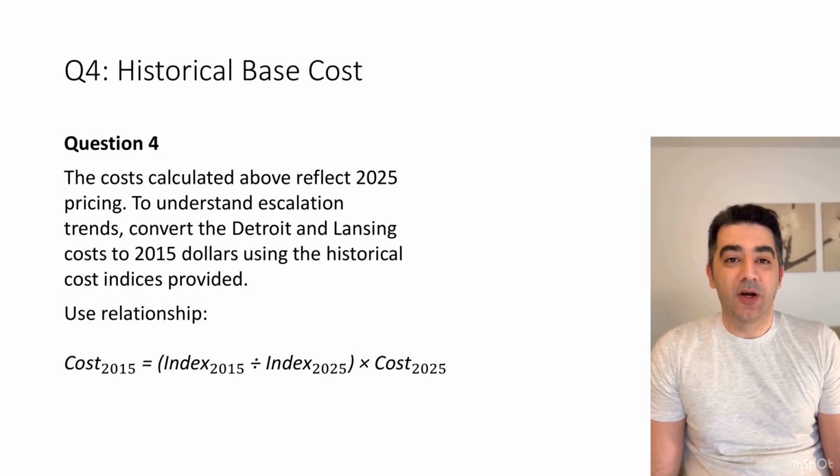Question 4. The costs calculated above reflect 2025 pricing. To understand escalation trends, convert the Detroit and Lansing costs to 2015 dollars using the historical cost indices provided. This helps illustrate how cost escalation affects long-term comparisons and feasibility thinking. The next slide presents the RSMeans historical cost index table that supports this cost adjustment.